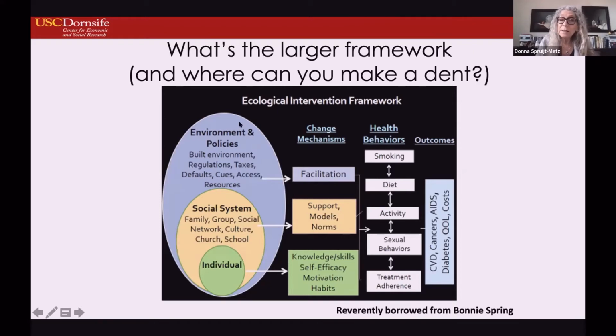Are you going to intervene on policies? On the social system? Just on the individual? If you're going to intervene on the individual, what are you going to intervene on? Knowledge, skills, motivation, habits. Here's what you could do for the social system, what you can do for the environment, and here are all the behaviors that it affects. And here are some of the bad outcomes. There are also good outcomes. So it's good to sketch this out related to whatever behavior you are going to intervene on or whatever outcome you're interested in, and make some really informed choices depending on the expertise in your group.